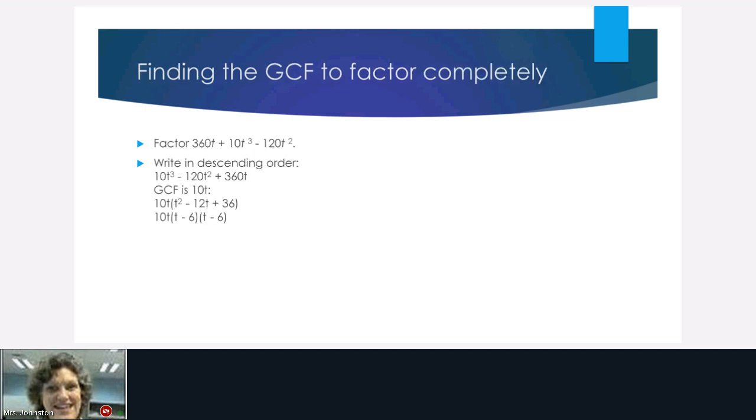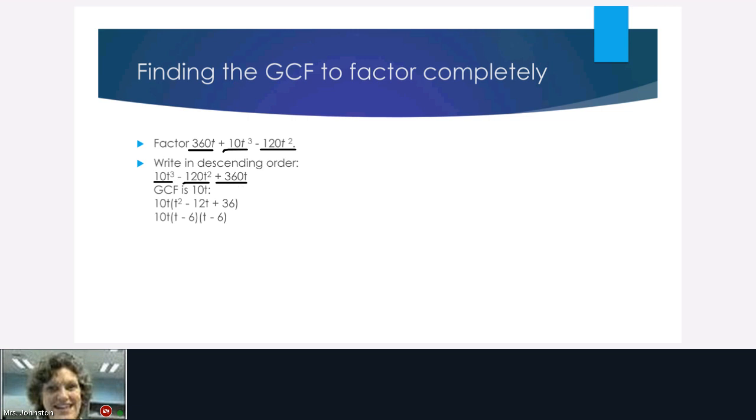All right. The biggest thing you need to look for when you're trying to factor completely is finding that GCF. Here's a more complex one. I've got a 360t, a 10t cubed, and a 120t squared. Well, I can immediately see they all have a t, but it's a little confusing the way that they've written this because they've got the t first, the t cubed second. So I'm going to reorder this in descending order, not changing any numbers. 10t cubed minus 120t squared plus 360t.